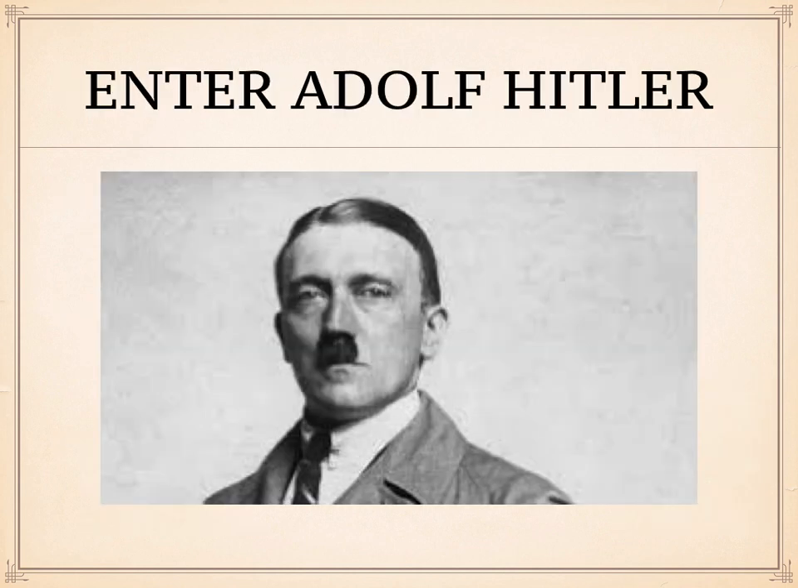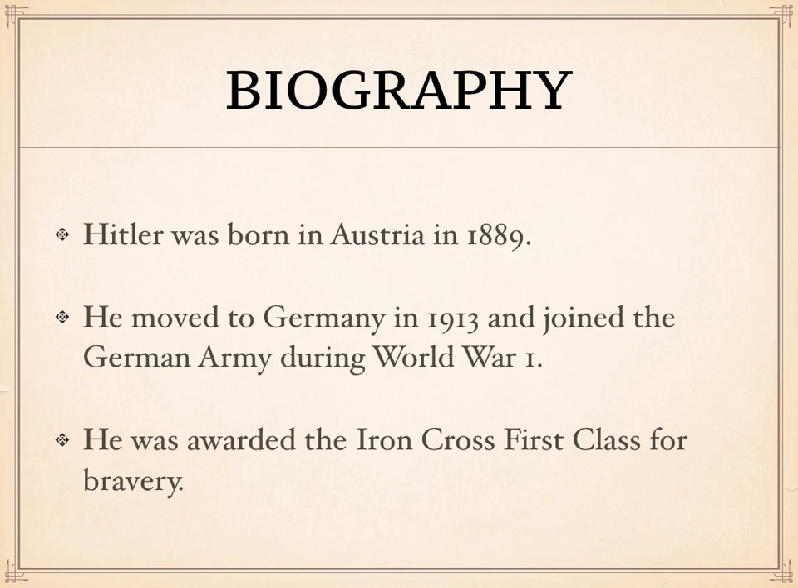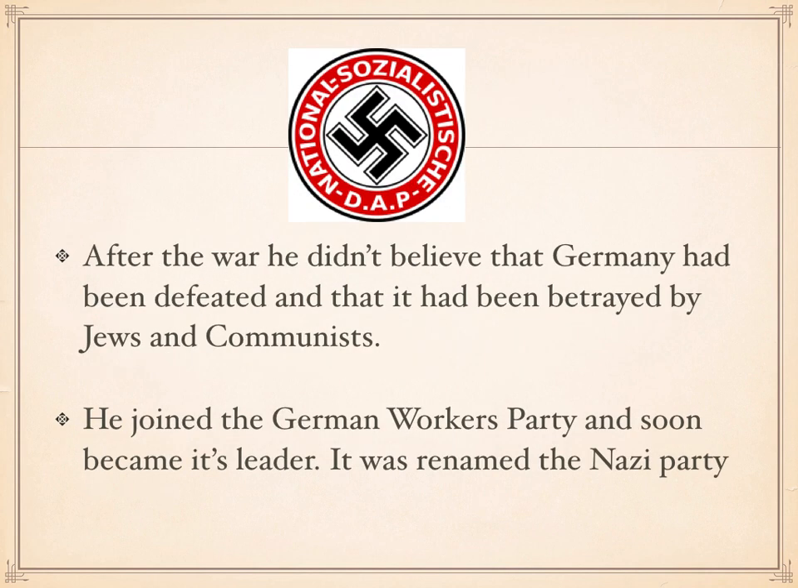So this is where Adolf Hitler begins to enter our story in the early years of the Weimar Republic. A little bit about Hitler. He was actually born in Austria in 1889. He moved to Germany only in 1913, and he joined the German army during World War I. He was awarded the Iron Cross First Class for bravery during the war also.